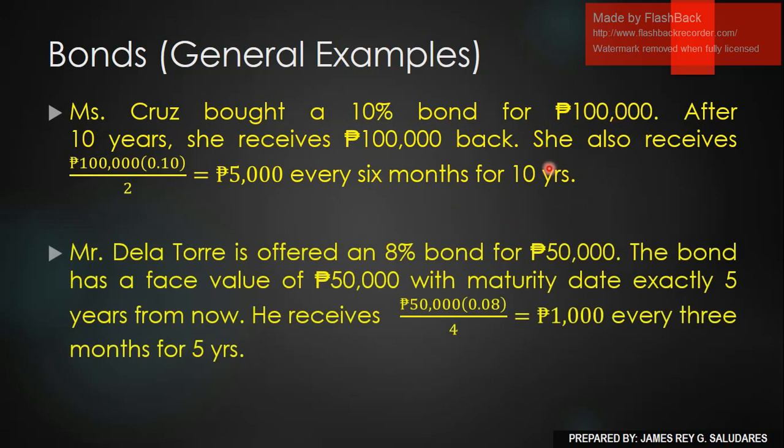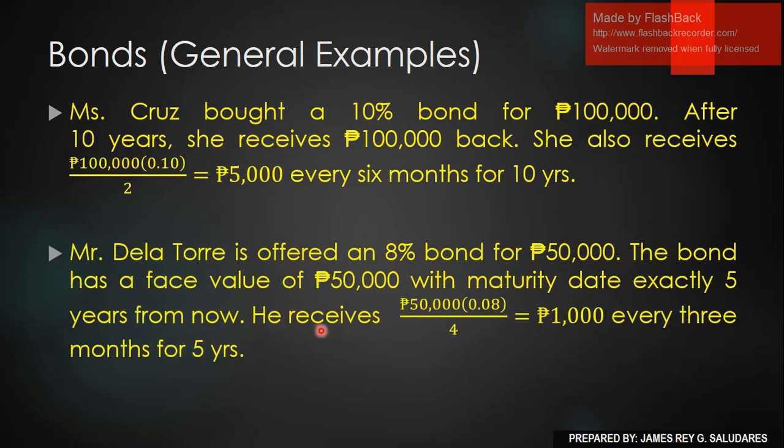Another example is Mr. De La Torre, who is offered an 8% bond for 50,000 pesos. The bond has a face value of 50,000 with maturity date exactly 5 years from now. So you notice it is at par, the same ra ang face value.